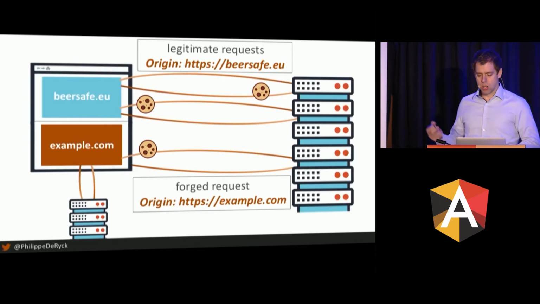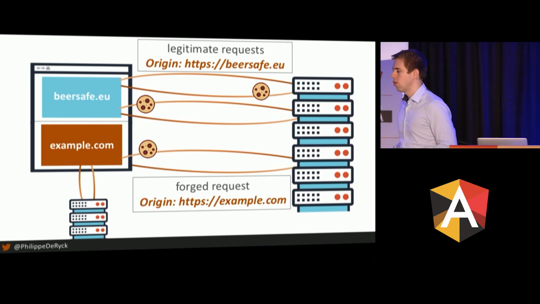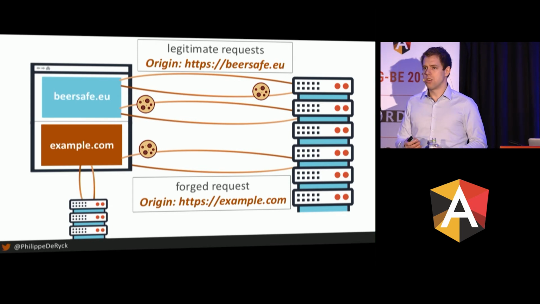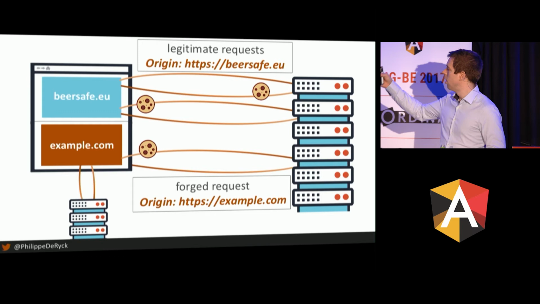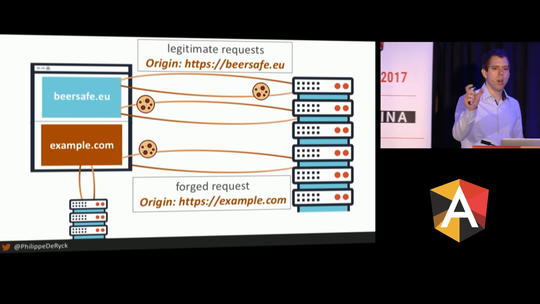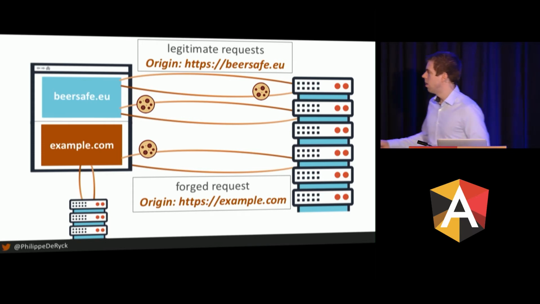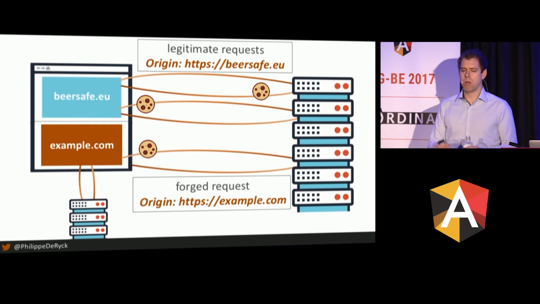And what's really cool about CORS is that if you have a cross-origin XHR request, the browser is going to attach origin headers to these requests. So the browser is going to send a request to the API, and it's going to say, by the way, I'm being launched from within this context. The origin here on top is beersafe.eu, and the origin on the bottom is https://example.com. So I'm coming from there.